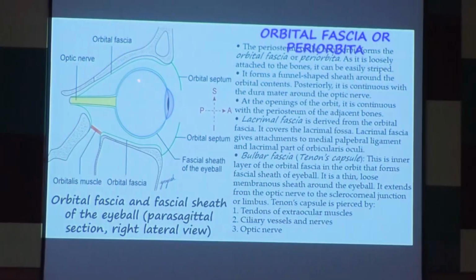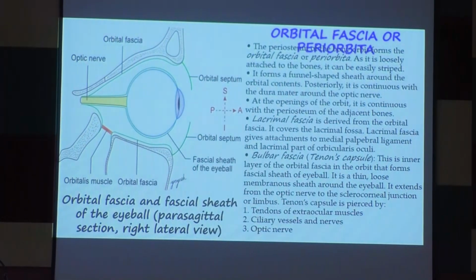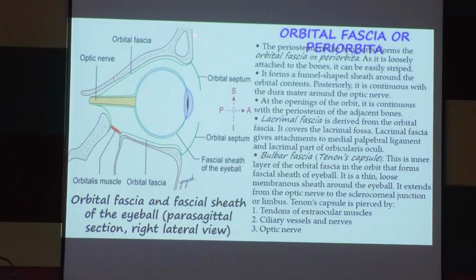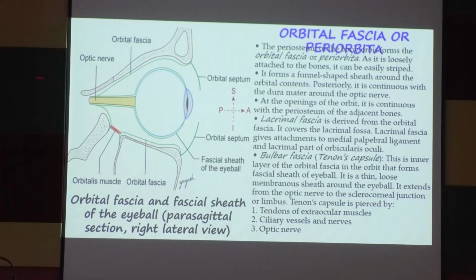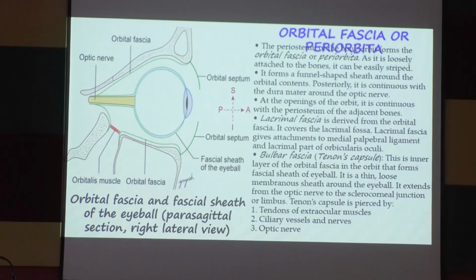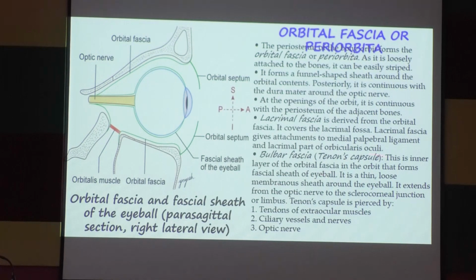So you have seen the locations of these two fascia, and these are the orbital septum. These are extending within the eyelids. These are also fascial sheaths or fascial plates. And here this fascia will continue posteriorly, forming a sheath around the optic nerve, and it will be continuous with the dura mater. So Tenon's capsule is the inner layer of orbital fascia in the orbit that forms the fascial sheath of the eyeball, and it is a thin, loose membranous sheath around the eyeball, extending from the optic nerve to the sclerocorneal junction or limbus.